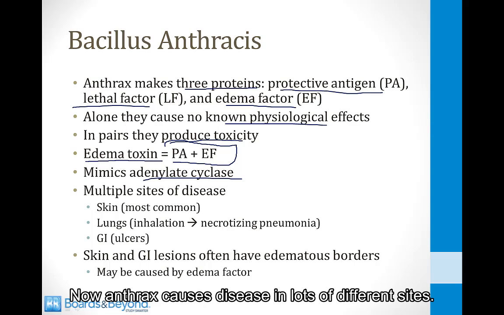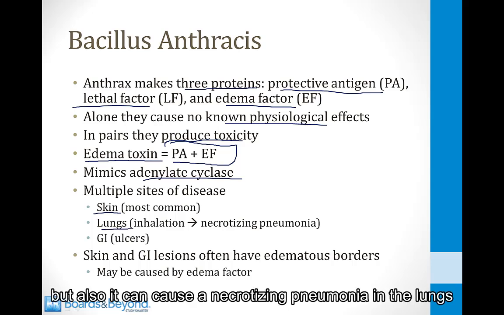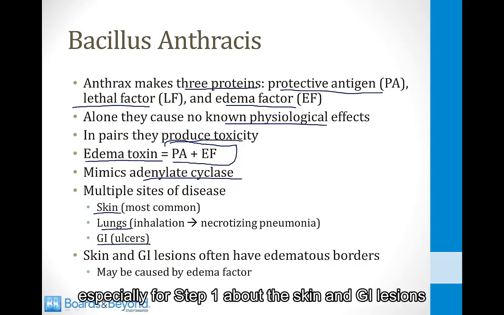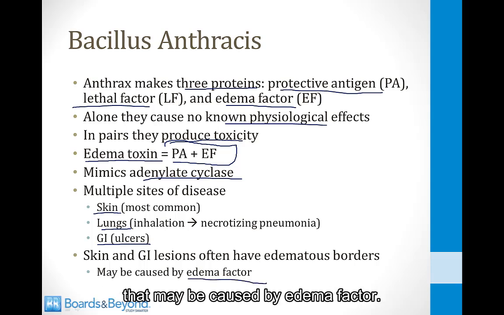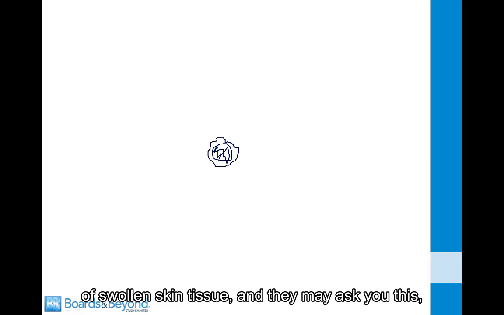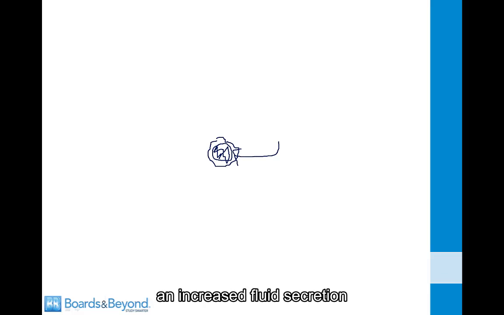Now, anthrax causes disease in lots of different sites. The skin is most common, but also it can cause a necrotizing pneumonia in the lungs, and it can cause ulcers in the GI tract. But one thing you need to know, especially for Step 1, about the skin and GI lesions, is that they often have an edematous border that may be caused by edema factor. So these anthrax lesions will often look like a black circle of necrotic skin tissue, for example, but surrounding it will be a little area of swollen skin tissue. And they may ask you this, but that swollen area is caused by edema factor and increased fluid secretion related to the exotoxin of the bug.